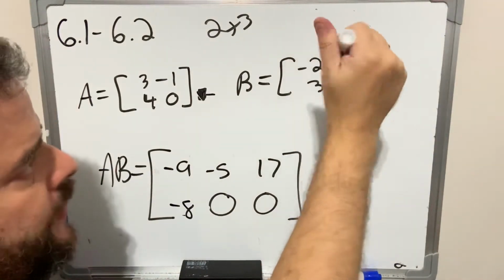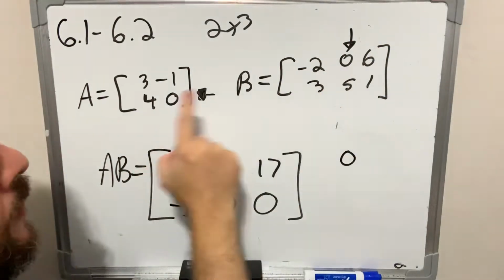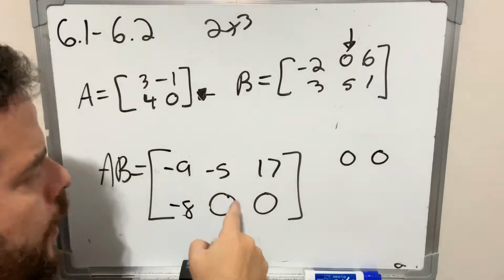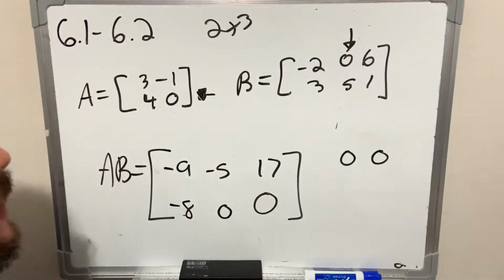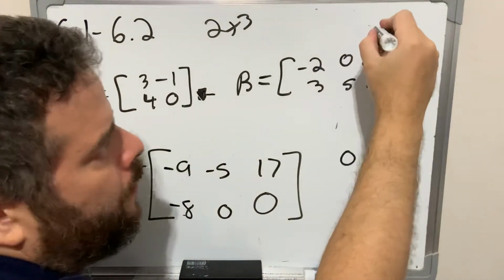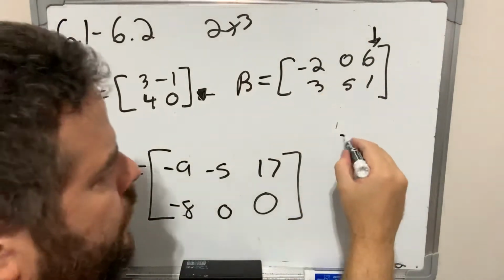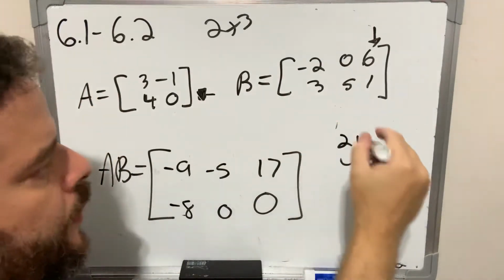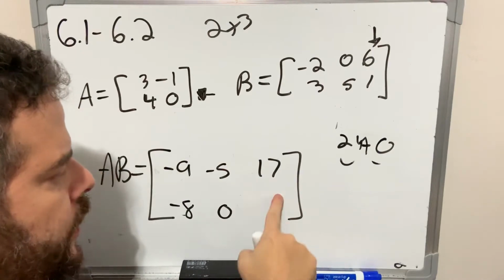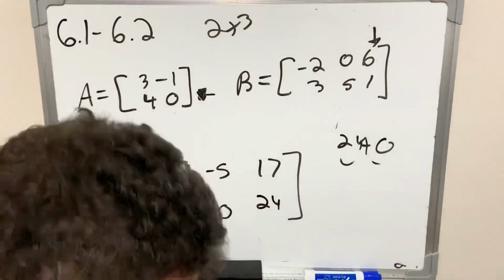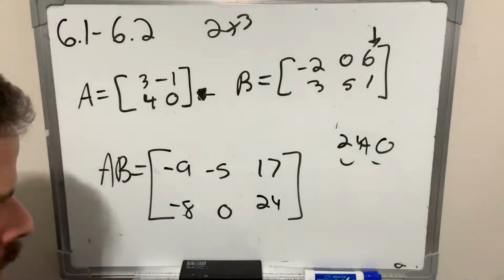Now let's go with the second column. 4 times 0 is 0. 0 times 5 is 0. Even though that's a circle, let's just put a nice 0 there. And now I'm going to go over my third column. 4 times 6 is 24. 0 times 1 is 0. 24 plus 0 is 24. And that's pretty much the resultant matrix. You can check the book, the answer is correct.